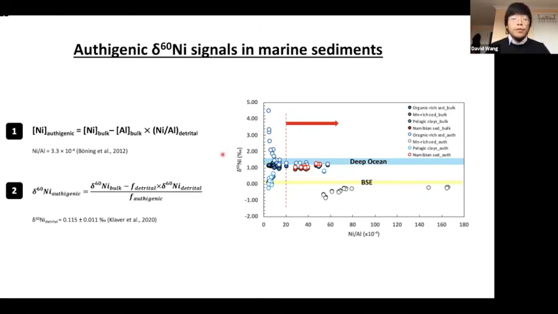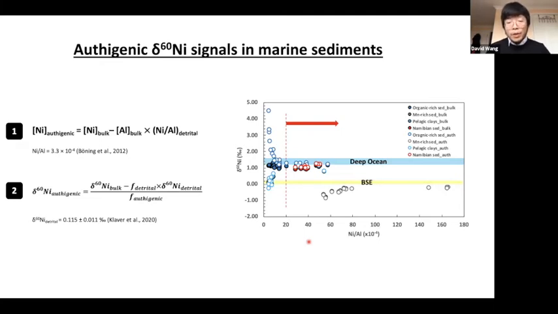to correct the contribution from the detrital source, and we get a fixed value for both city and earth, then we can use the mass balance formula to estimate the authigenic delta nickel 60 signal in marine sediments. As you can see in the right figure, when the nickel to aluminum ratio is lower than 20 in these sediments, actually it shows some overcorrection issues, and the estimated authigenic delta nickel 60 diverges, and the error becomes larger.